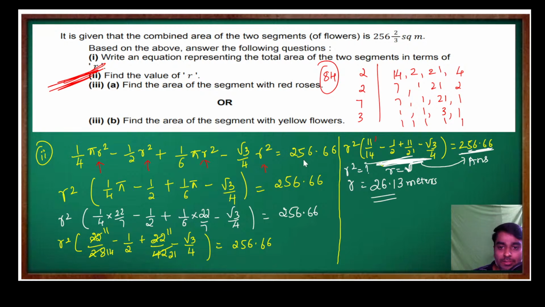So 14, how much is 84? I'll show you that also. 14 6s are 84, 2 42s are 84, then 21, how much is that? 21 4s are 84. 84 is the LCM. 21, how much is 84?